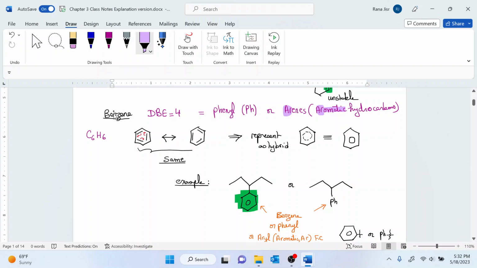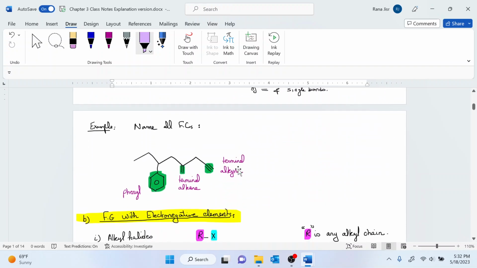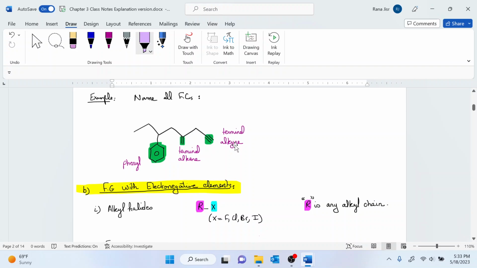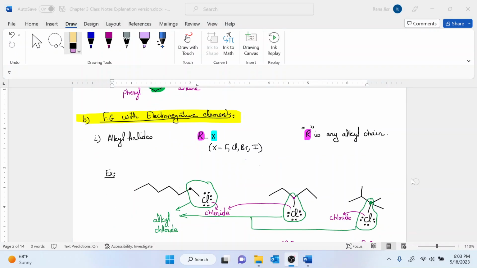Whenever you want to name benzene, you can use either the name benzene or phenyl or arene. All of those are going to be the same. This is an example. You're going to have a big molecule and you're going to be asked to assign the functional groups. All you need to do is just circle those functional groups and name them. As I said, you don't have to name the alkynes and alkenes as terminal or internal. Just go ahead and name them as is, alkenes or alkynes.